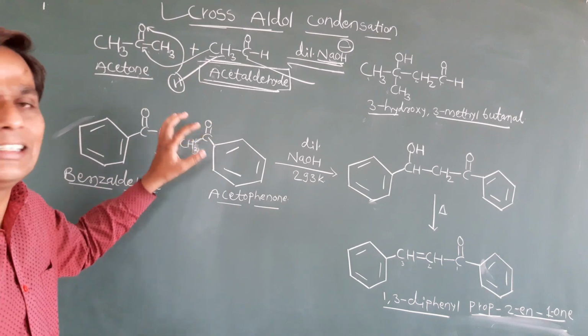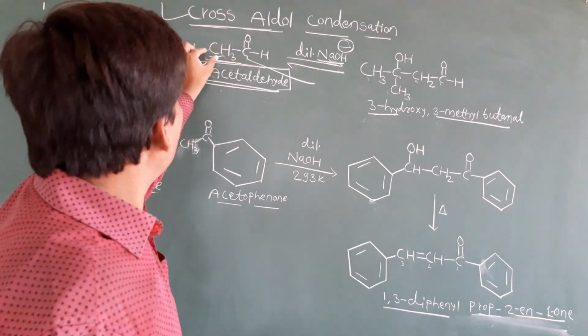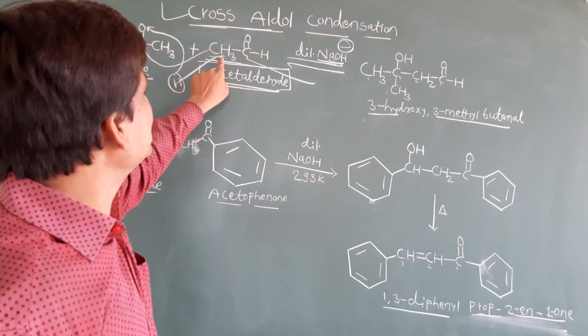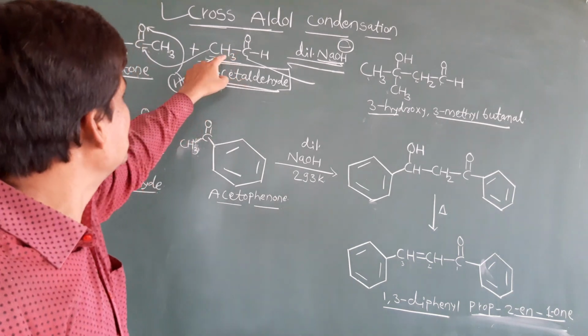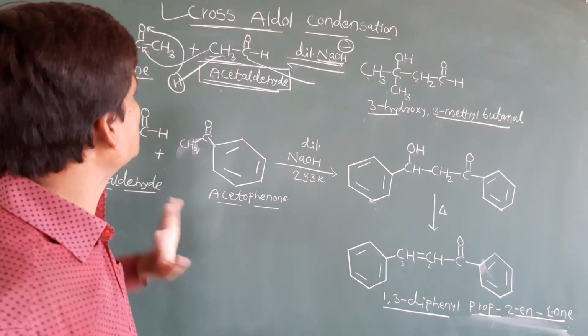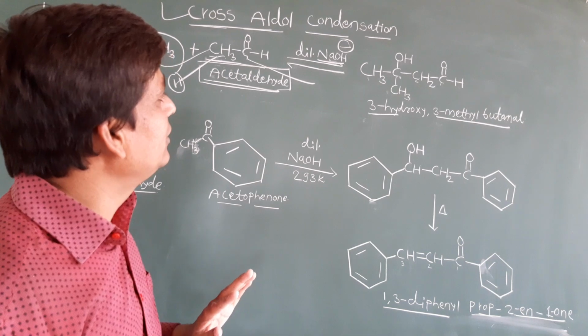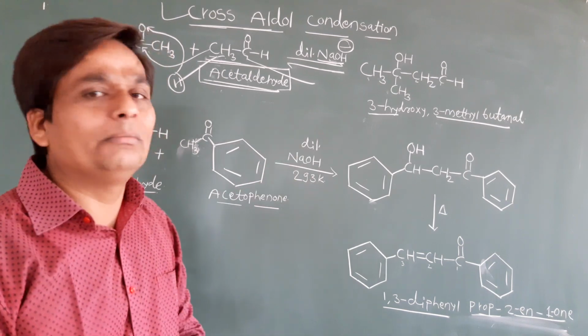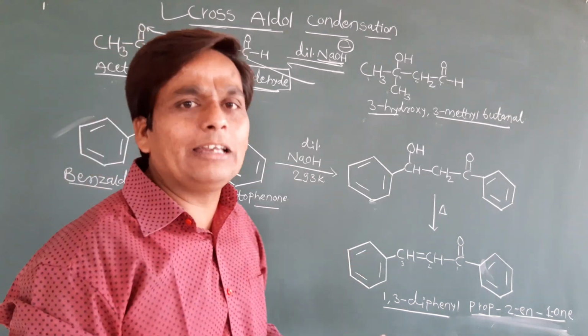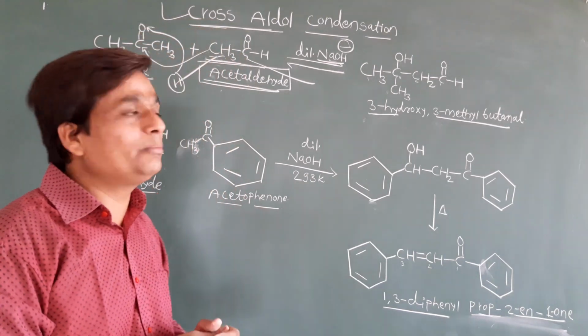Simply remember it like this: whatever the second molecule is, from that second molecule this hydrogen, the alpha hydrogen, attaches to this oxygen, and simply we get 3-hydroxy 3-methyl butanol. In detail you can check the mechanism, which we already discussed.